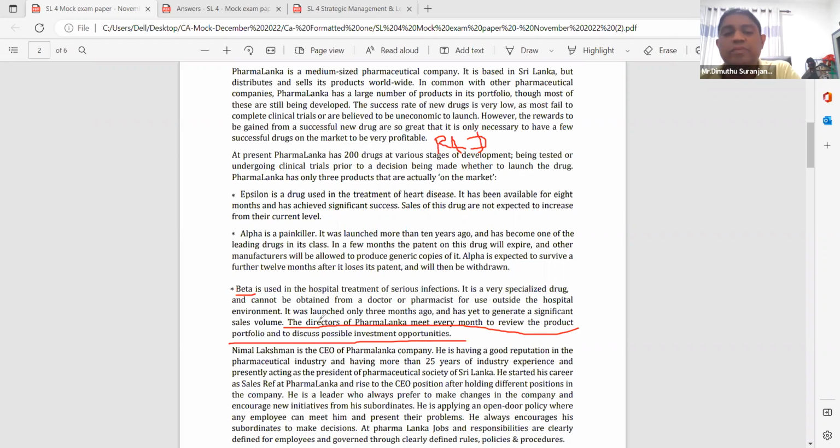It's clearly mentioned it cannot be obtained from a doctor or pharmacist. That means it's not in the mass market, just available only in the hospital. So maybe for testing purposes, we have distributed it to the hospital, right? It depends on your justifications actually.